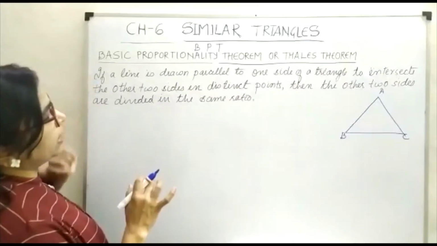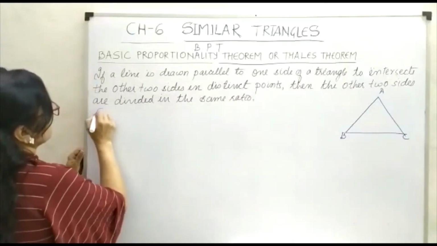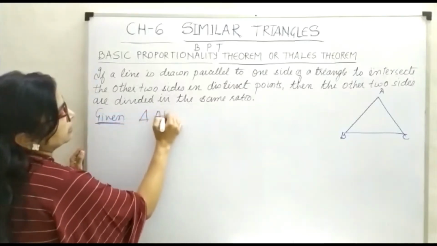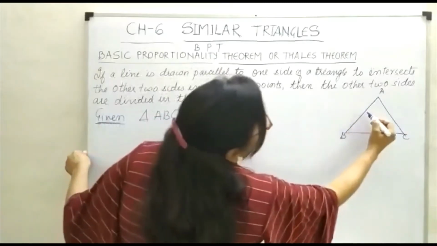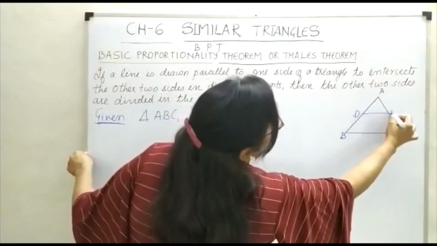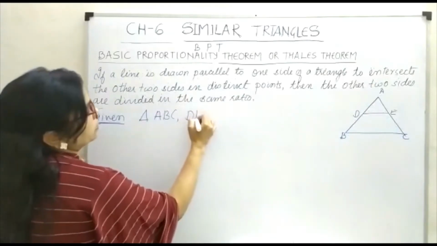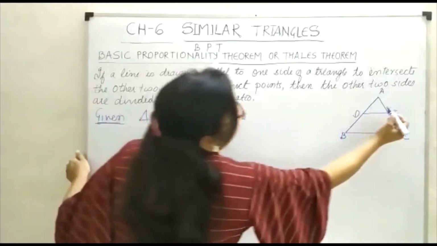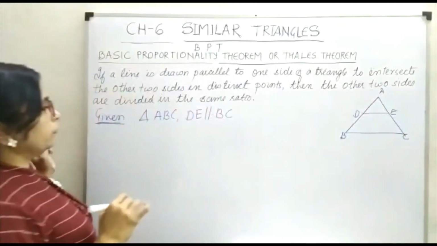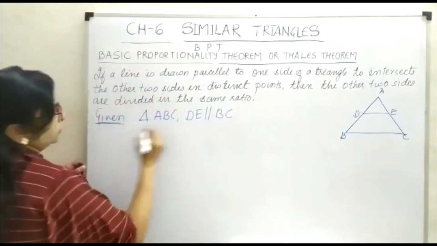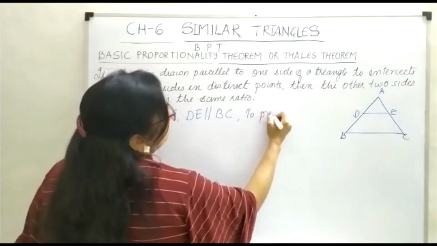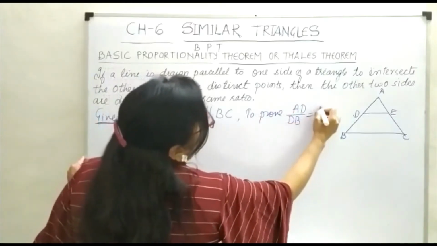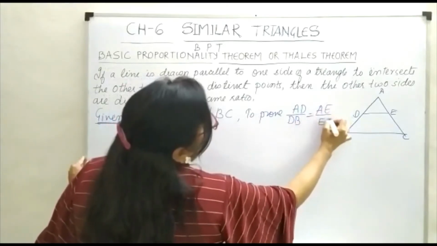The given is, if a line is drawn parallel to one side. Let us see what is given. It's given that in triangle ABC, we can draw a line DE. You can see here DE is a line parallel to BC. So DE is a line parallel to BC. Now we have to prove AD upon DB is equal to AE upon EC.